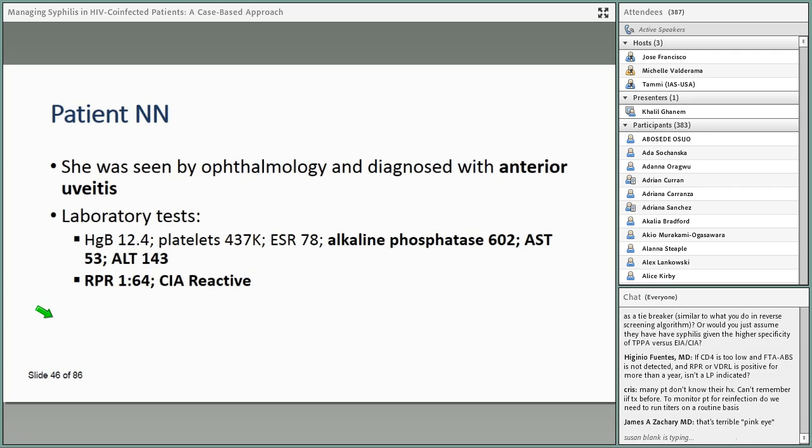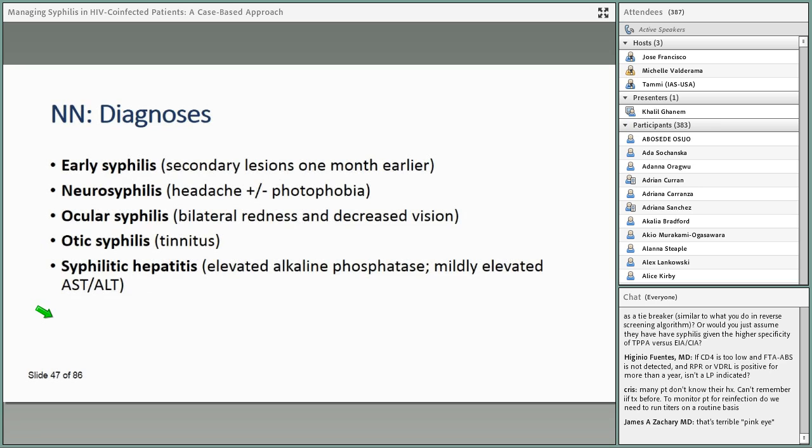Patient NN is a 56-year-old transgender woman, HIV infected but well controlled on her antiretrovirals. She presents with, and this is an absolutely true case that we admitted at our hospital a few weeks ago, bilateral eye pain, redness, photosensitivity, vision loss, retroorbital headache, and bilateral tinnitus. She first developed a rash over her legs, palms, and soles about a month earlier, and also noticed at the same time some flat, painless lesions on her genitals. These were most likely condyloma lata from secondary syphilis.